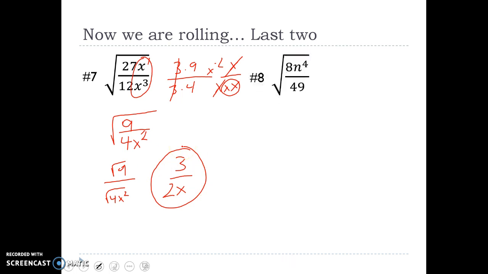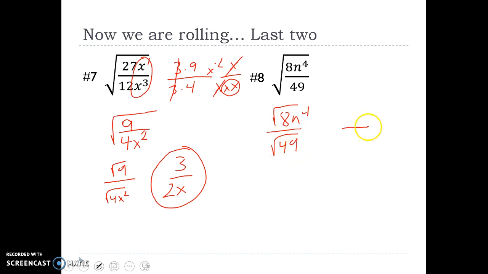Got one more question here. Let's take a look at this and see if we can simplify this expression here. This time, if I try to simplify the fraction, there isn't anything that goes into 8 that also goes into 49. So I can't simplify the fraction. I'm simply going to have to write this as the square root of 8n to the fourth over the square root of 49.